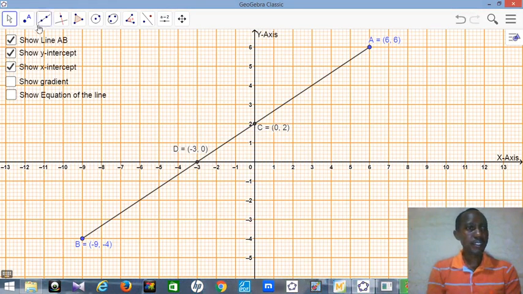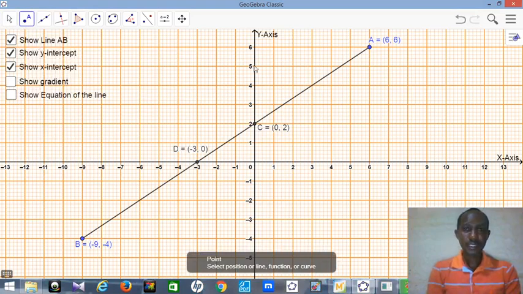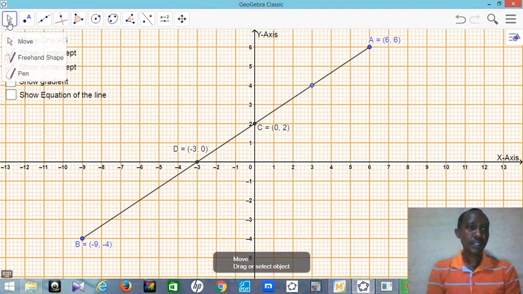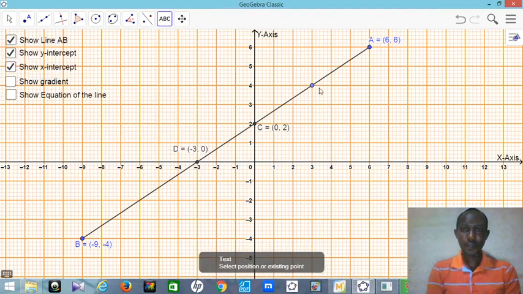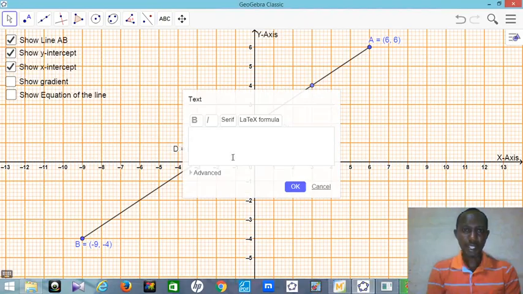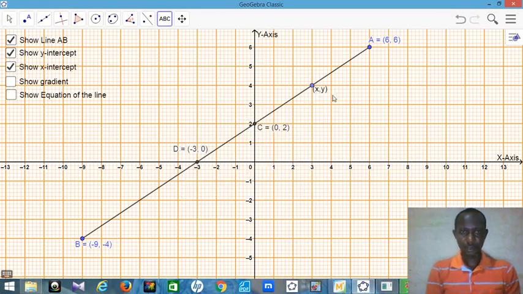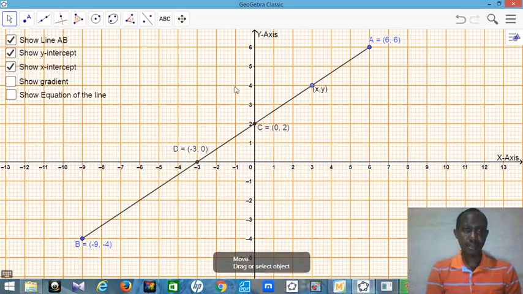let me pick a point. Let's just take a point here. So I pick a point on this line, this point. Let me give this point coordinates of x and y. Let's just say the coordinate of this point is x and y.